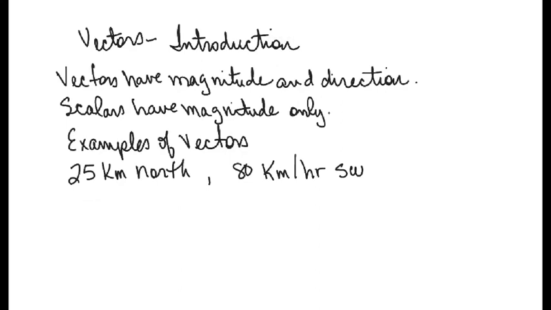Examples of vectors are 25 kilometers north and 80 kilometers per hour southwest. Notice that in both cases we have a magnitude, 25 kilometers and 80 kilometers per hour, and a direction, north and southwest.